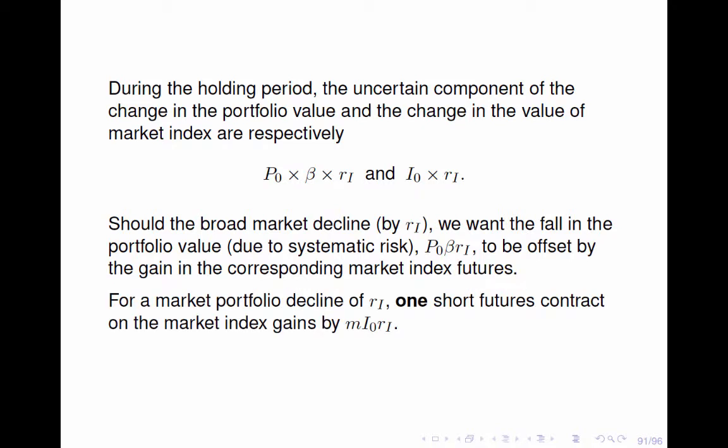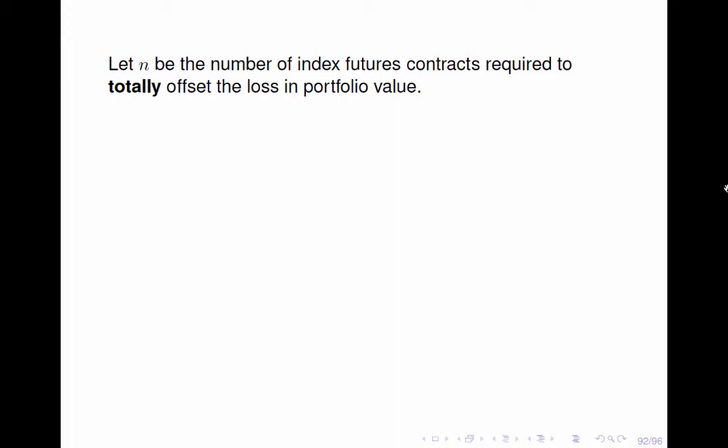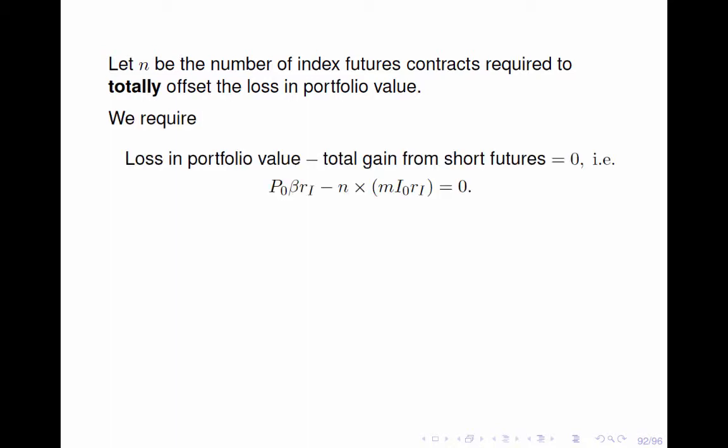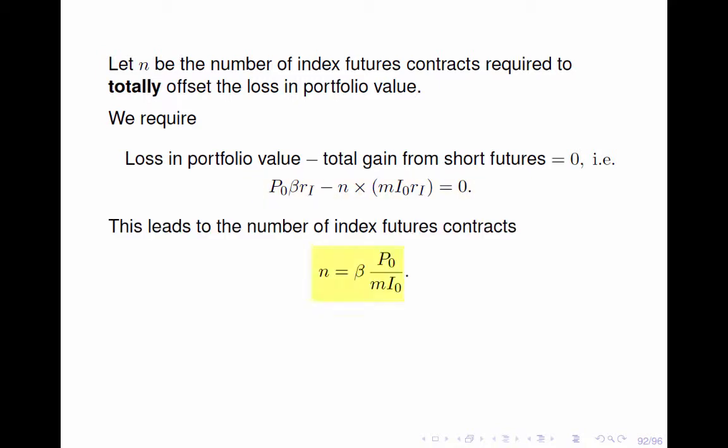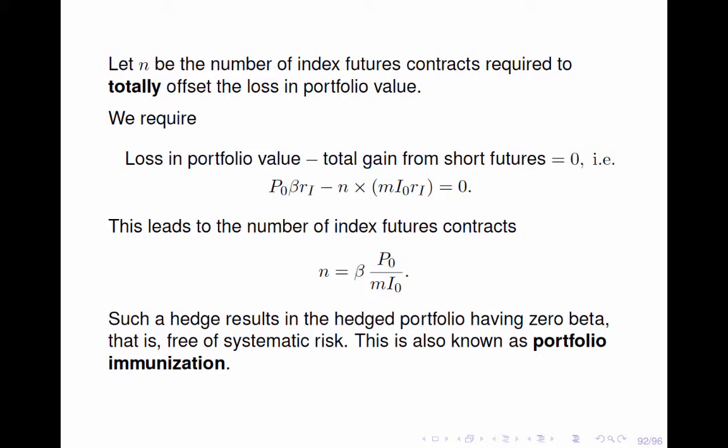However, it could be hedged by the market index futures. Because for market portfolio decline of Ri, one short futures contract on the market index will then gain by M times I0 times Ri. Let N be the number of index futures contracts required to totally offset the loss in the portfolio value. That is, we require the loss in the portfolio value to be exactly equal to the total gain from the short positions of the index futures. Therefore, N can be solved from the following equation, and we get it is equal to beta times P0 divided by M times I0. Such a hedge results in a hedged portfolio having zero beta, that is, free of systematic risk. This is also known as portfolio immunization.